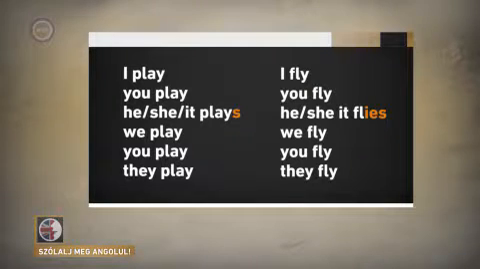I play, you play, he, she, it plays. We play, you play, they play. I fly, you fly, he, she, it flies. We fly, you fly, they fly. So, now we can see 2 different spelling changes. With most verbs, we add an s to the third person singular in the present simple tense. But if the verb ends in consonant plus y, then we change the y to ies.